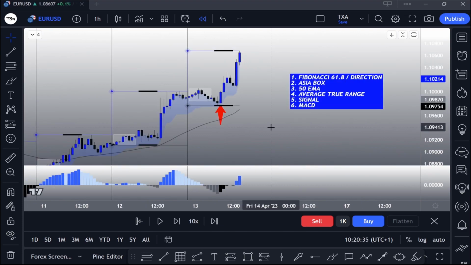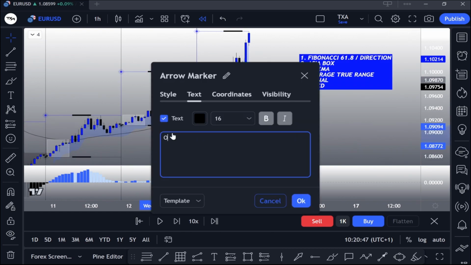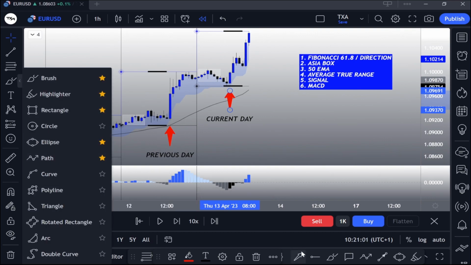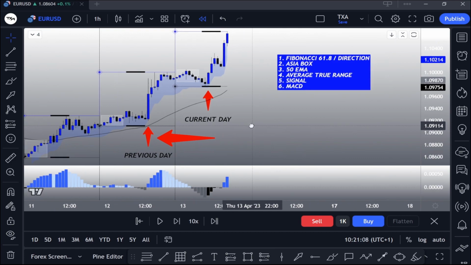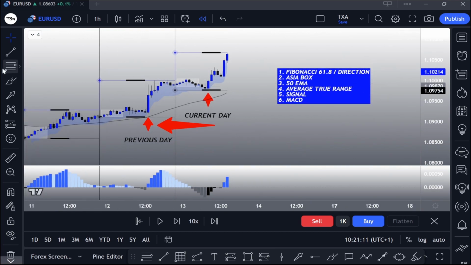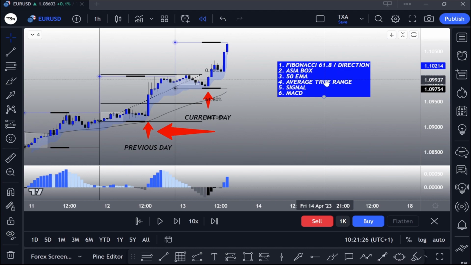Okay, so here is a bullish example. Let's go through all the steps. Step number 1, we have to look at the previous day. So this is the previous day, and this is the current day. You always need to look at what is happening on the previous day. That's very crucial and very important. So the first thing that we are going to do is fib the previous day from the bottom left to the top right and include the Asia session. Step number 1 complete.